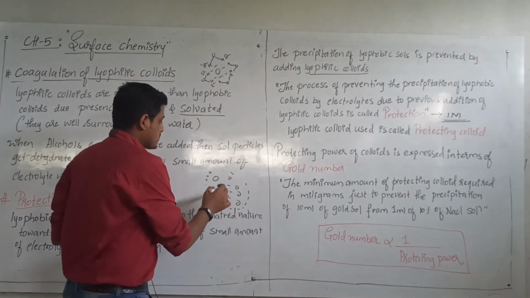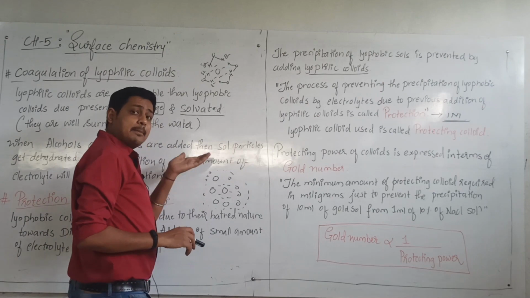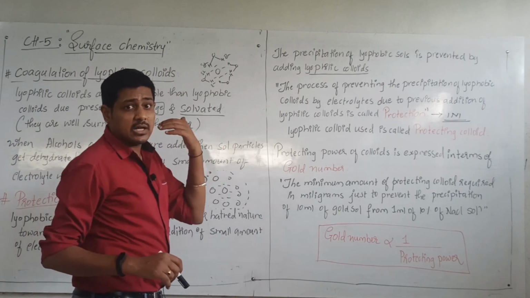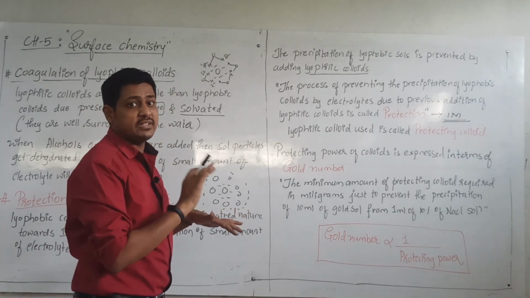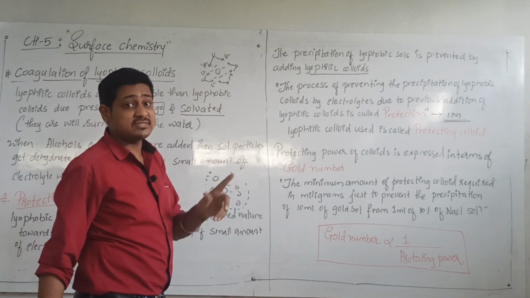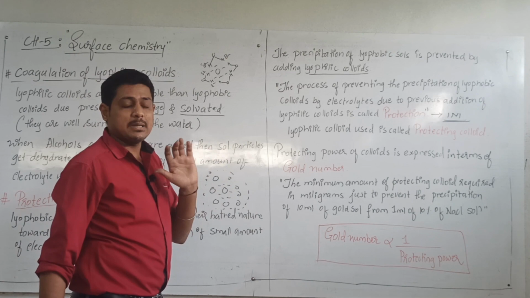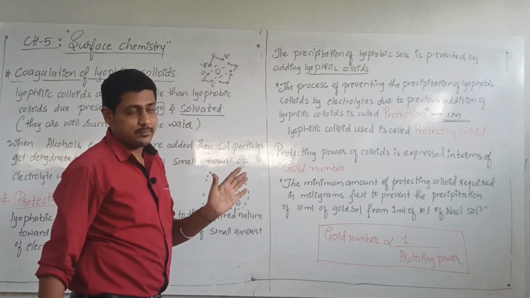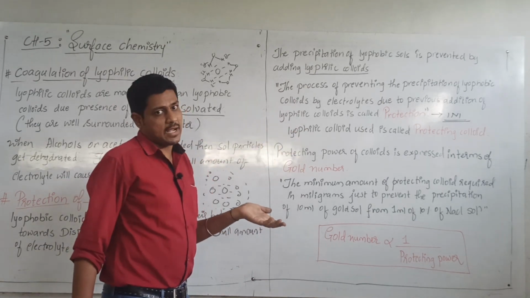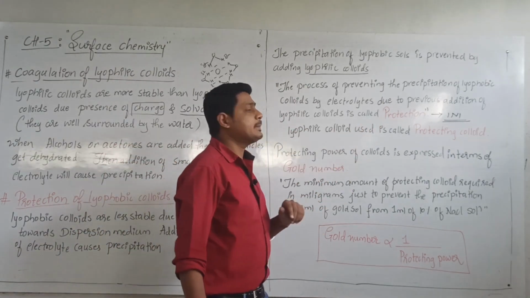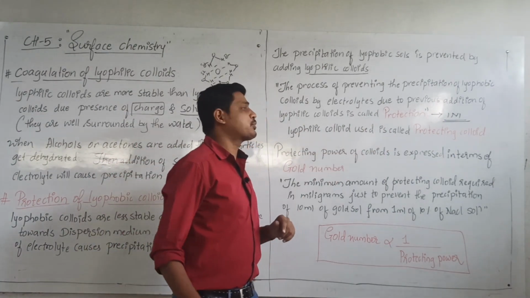Means suppose this lyophobic colloid has to be prevented from precipitation by the addition of electrolytes. Before the electrolytes are added to the lyophobic colloids, you have to add lyophilic colloid. Then even if we add electrolytes after that, the precipitation will not occur that easily. So previous addition means before addition of electrolytes we have added lyophilic colloids. So that is called protection of the lyophobic colloids.